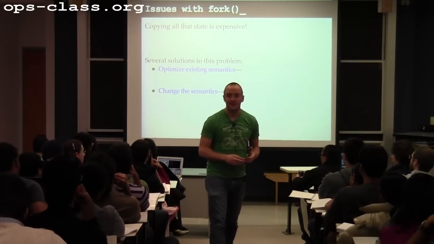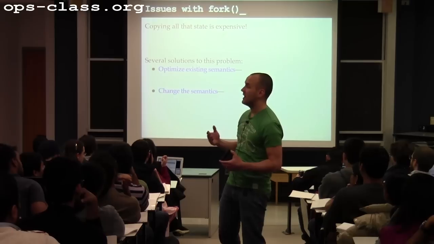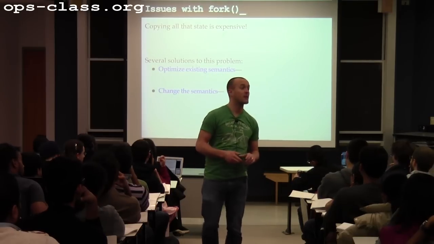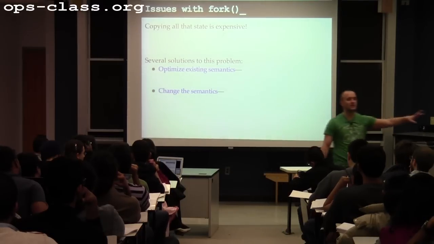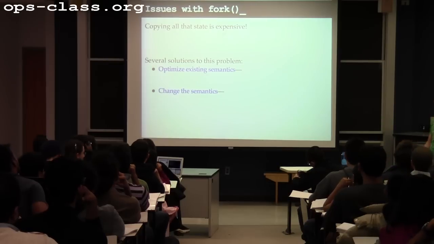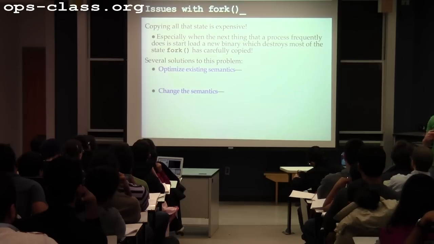And one of the things exec does is totally destroy the address space that it was run in and load a new address space from an image in a file, right? So fork does all this work, and exec completely destroys all of fork's labors, right? We talked about a couple of different ways to solve this problem, right?